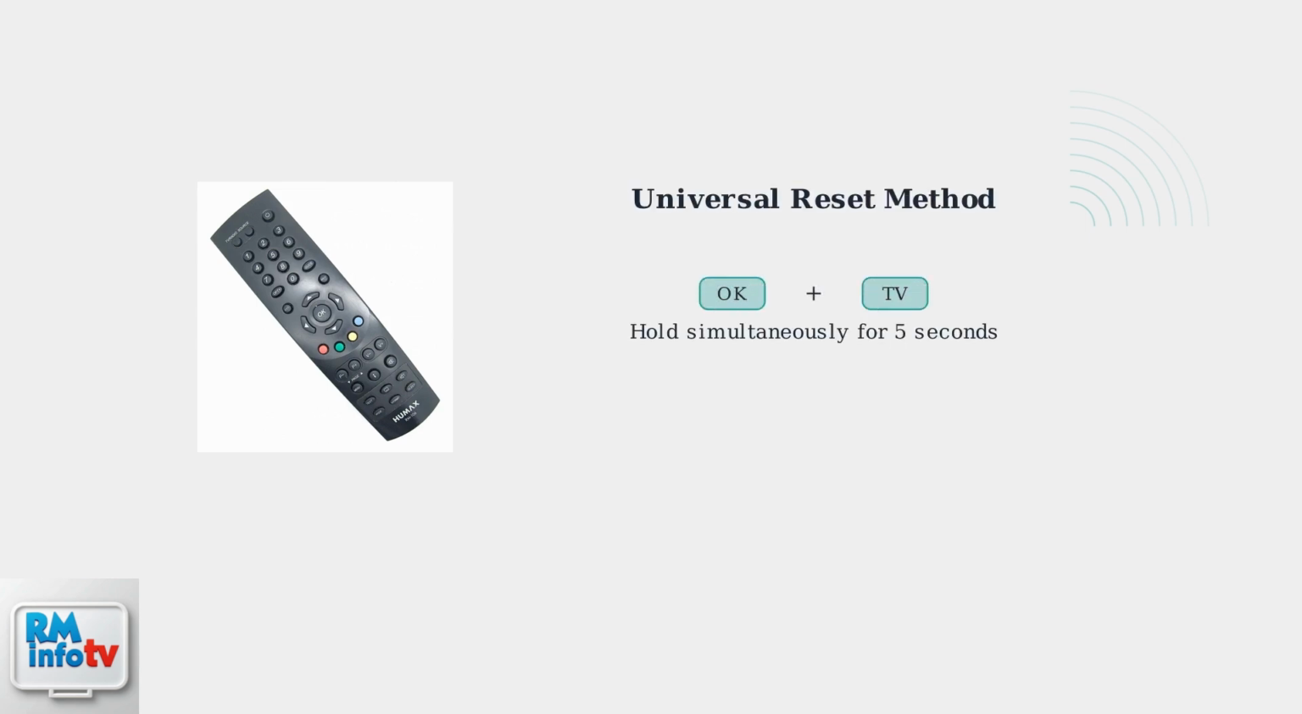When basic troubleshooting fails, reprogramming your Humax remote is the next step. There are several methods to restore proper functionality. The universal reset is the most common reprogramming method. Hold the OK and TV buttons simultaneously for 5 seconds. This works for most Humax remote models.